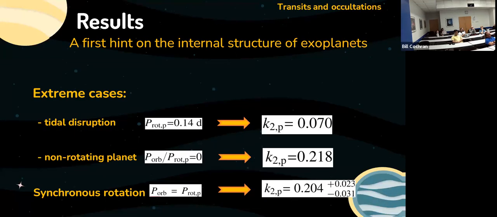Oh, sorry, there is something else. As a comparison, the Love number of Jupiter is 0.6, and planets that have a lot of mass concentrated in the nucleus have pretty low values, like 0.1 or 0.2. So this tells us that most of the mass must be concentrated towards the center of the body.